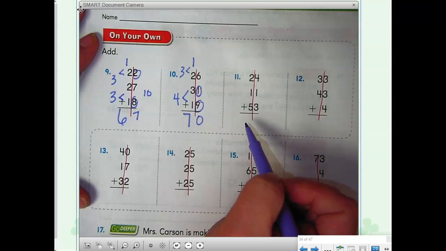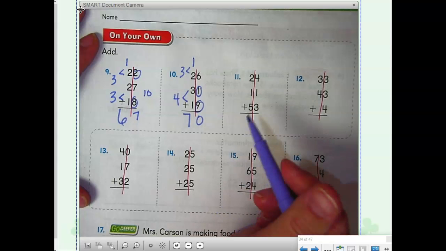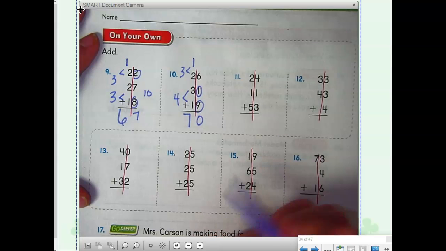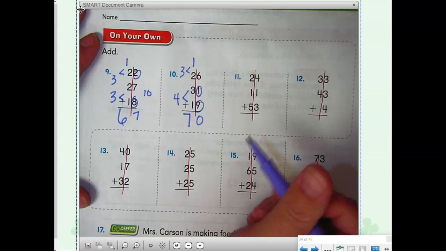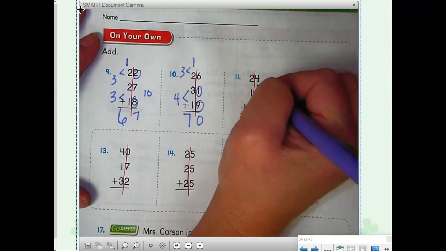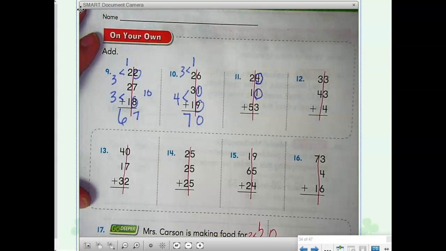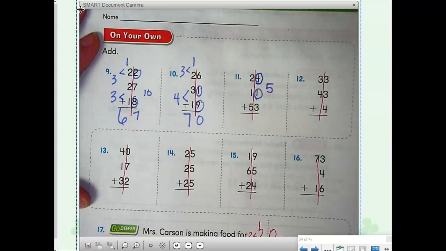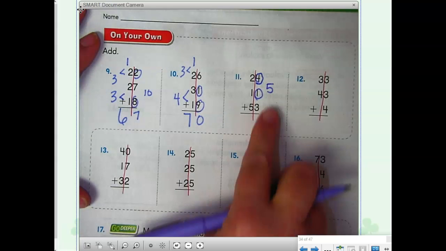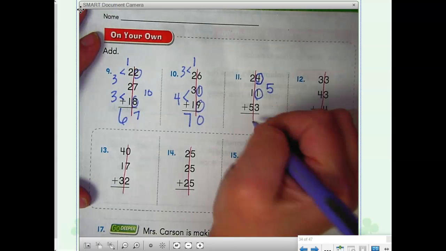Which column do we add first, the tens or the ones? The ones. Okay, now, which two numbers do you want to add together first? Right on this one, it really doesn't matter. We can add any of them. All right, let's add 4 plus 1. So I'm going to circle those two. If you circle two different ones, that's fine. Because remember, you can add in any order and still get the same answer. So I have 5. 5 plus 3 more is 8.